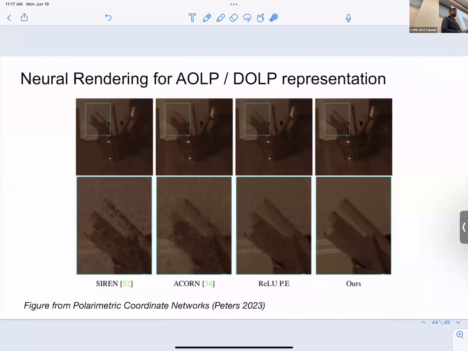Okay, so this is a paper at CVPR 2023, so this year, on neural rendering for AOLP and DOLP representation. We had some very exciting papers come out earlier. Siren as an example, and then a follow-up work on Siren called Acorn from Lindell et al. If I look at these papers, what they're doing is they're using these sinusoidal representations of scenes in neural fields. But one of the challenges with neural fields is sometimes it's difficult to get perfect reconstruction of detail, especially when you have high levels of noise in the data.